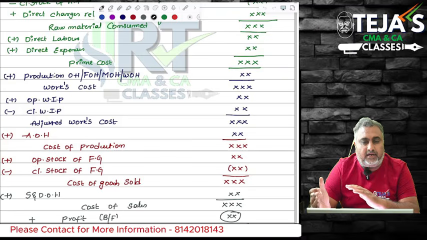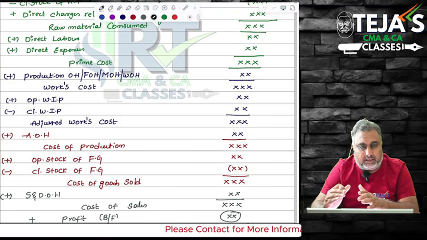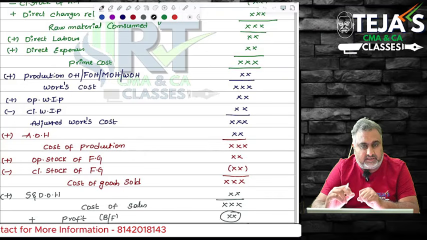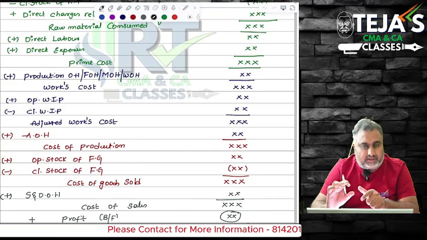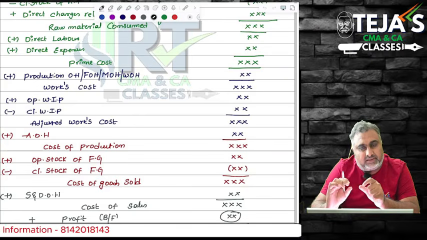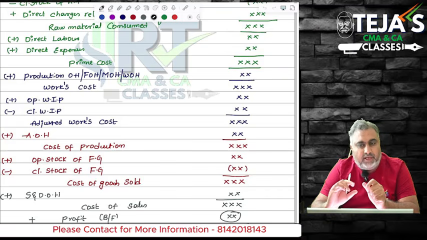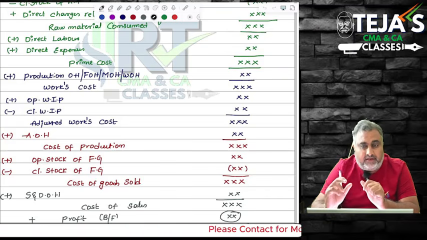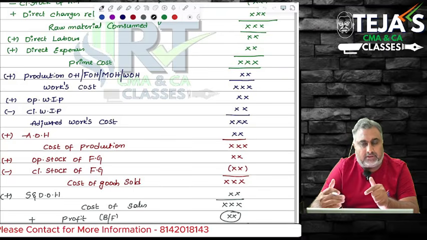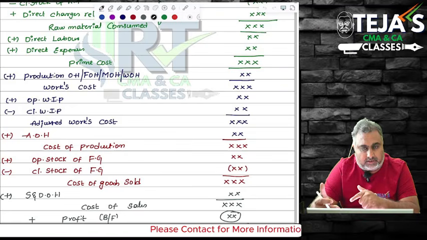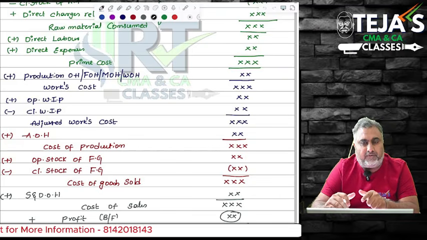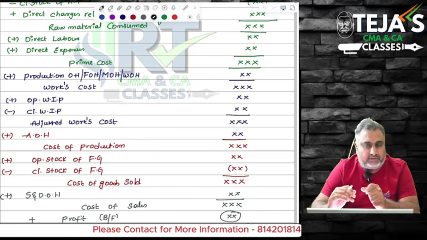Only the depreciation expenses we incurred are recorded: plant and machinery depreciation comes under factory overheads, and office building, office appliances or office furniture depreciation will be covered under administrative overheads. If you are incurring depreciation on your delivery vans, that should be covered under selling and distribution overheads. Once you add administrative overheads to your works cost, you can call it the cost of production. Then you add opening stock of finished goods less closing stock of finished goods.